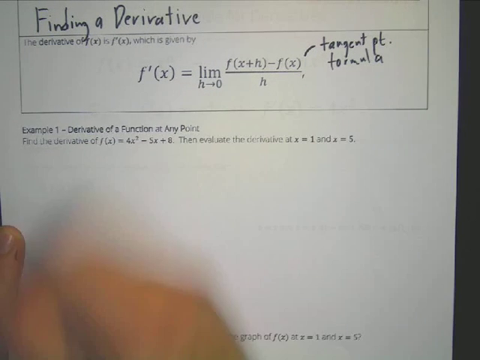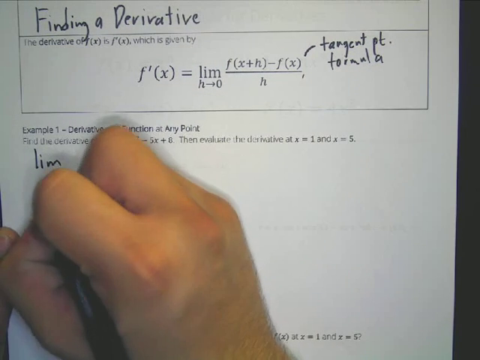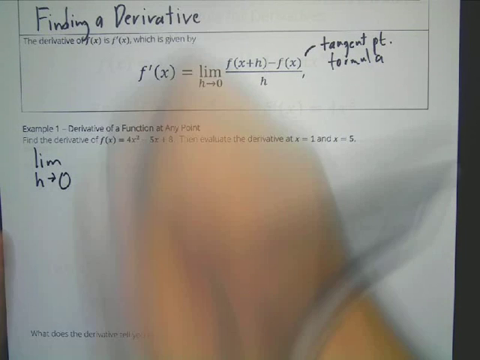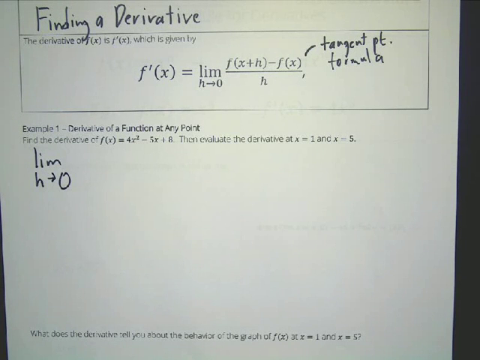So first we write the limit as h approaches 0. So that's the first thing we're going to want to write down. So be sure you write that down.